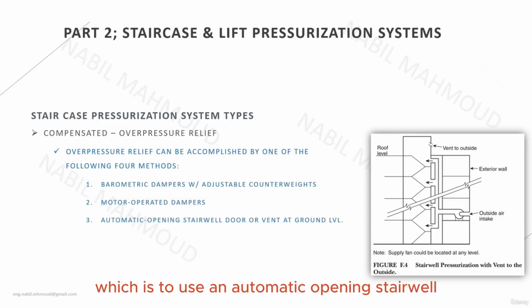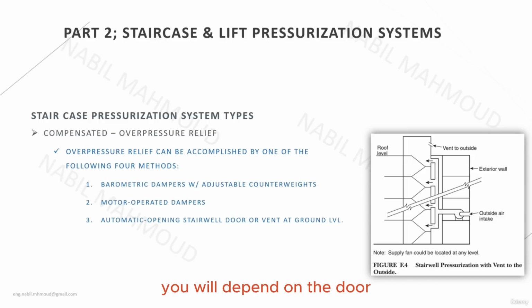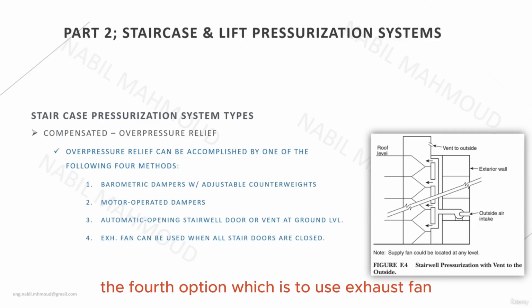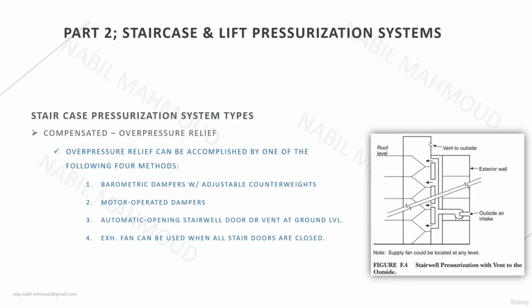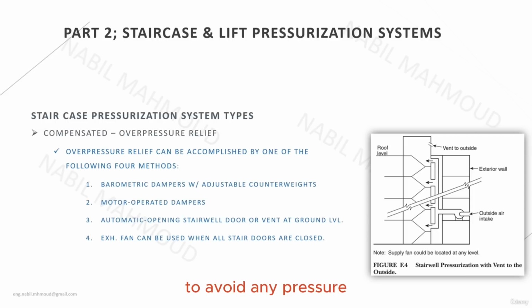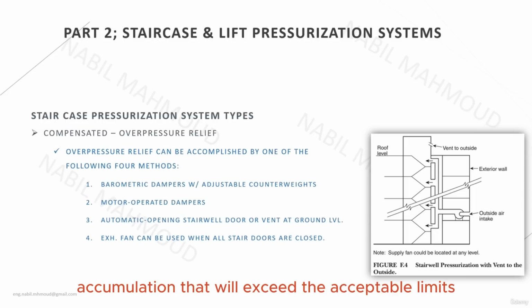The third option, which is to use an automatic opening stairwell door or vent at the ground floor level. In this case, instead of depending on a damper, you will depend on the door, the exterior door, to open for a specified amount of time to relieve the excess pressure and then to close again. And this is all motorized. The fourth option, which is to use exhaust fan that can be mounted on the stair enclosure, and it can be used when all the stair doors are closed to avoid any pressure accumulation that will exceed the acceptable limits to prevent any extreme opening forces on the door.